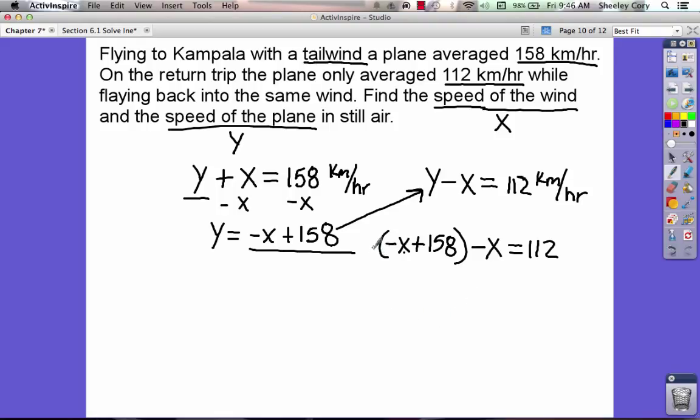Distribute this 1 that's out front here. That's not going to change anything, so it's negative x plus 158 minus x equals 112. Combine like terms. Negative x and negative x is negative 2x plus 158 equals 112. Let's subtract 158 from both sides.